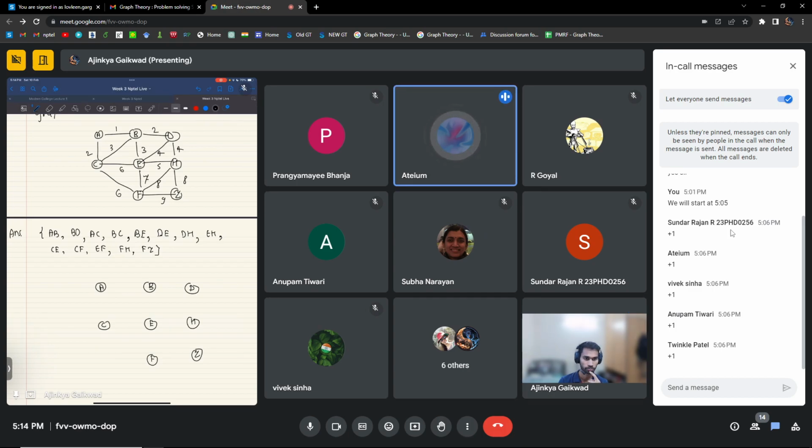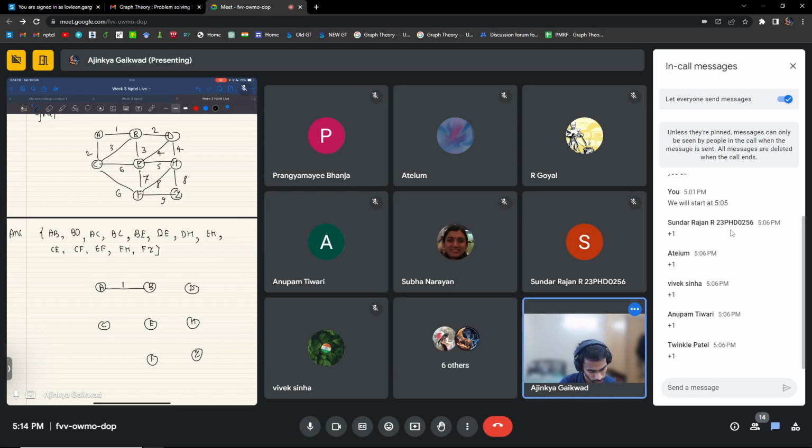N minus 1. Yes, you're right. So if I have a graph on n vertices, I have to add n minus 1 edges, right? So here n is 8. So I have to add 7 edges. So I'll start with the first edge AB. Clearly there is no cycle formed, so I can add the AB edge in my minimum spanning tree.